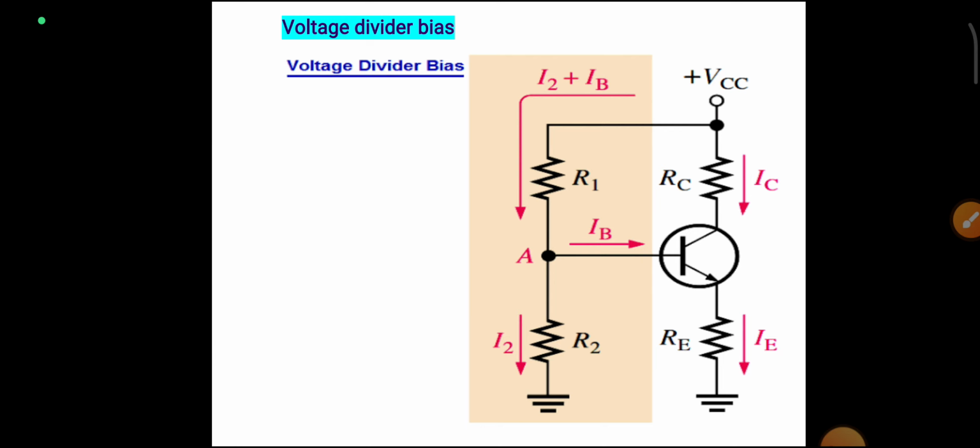So this circuit provides high stability. The Q point doesn't change with the IC, with the IB and temperature variations. The Q point is at rest, or it lies in the middle of the active region. So the Q point is stationary, so that's why there is no distortion in the output signal. So this is the use of the voltage divider biasing.